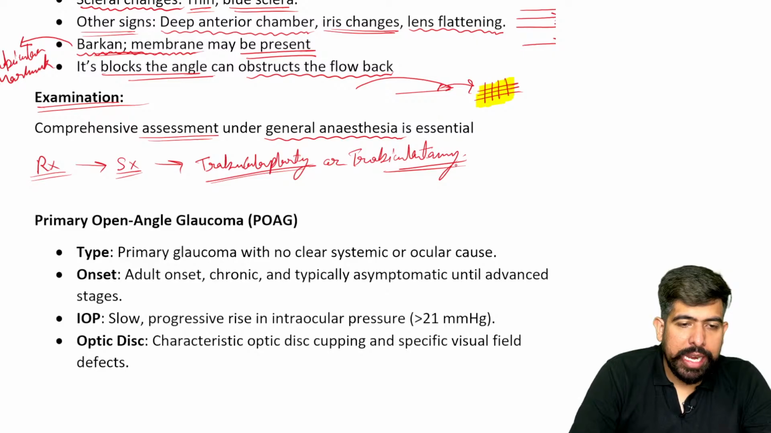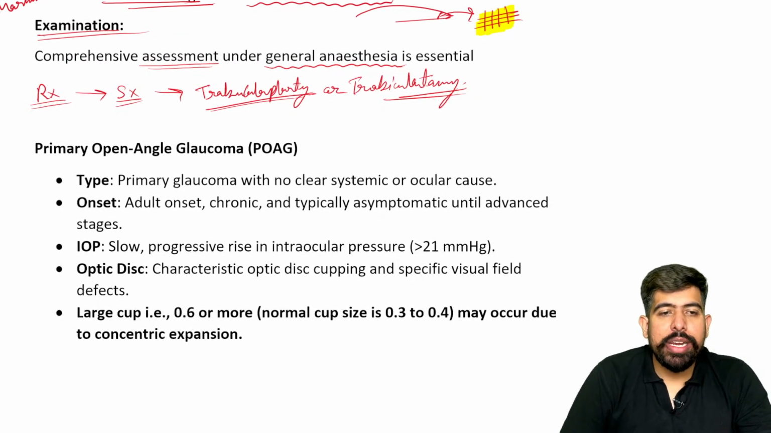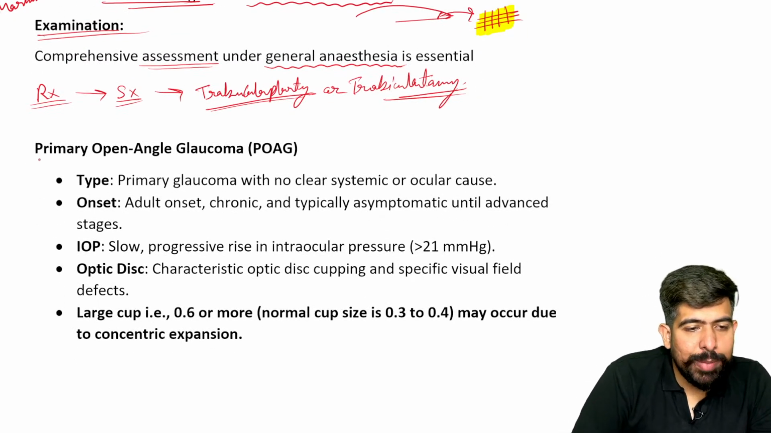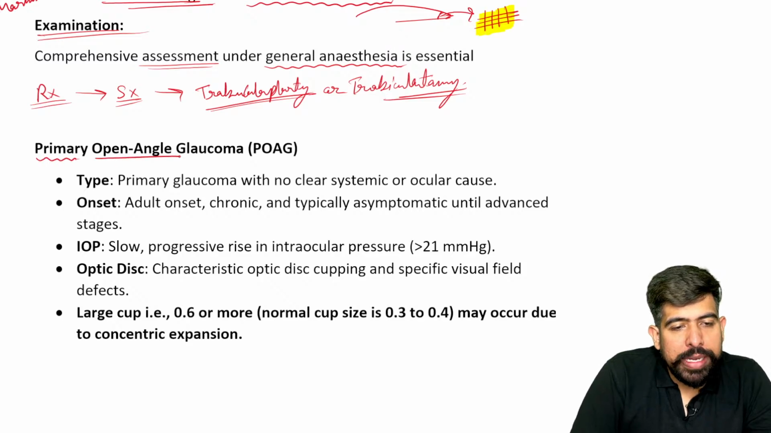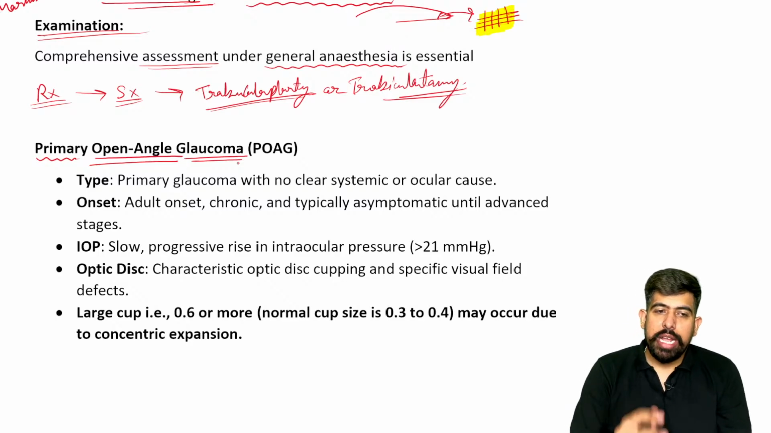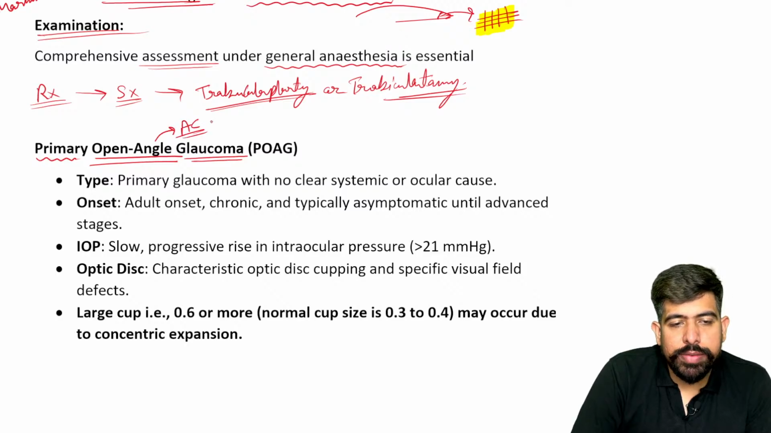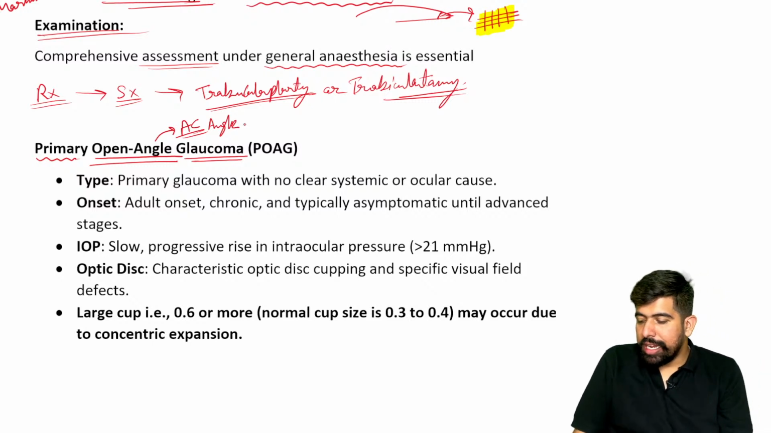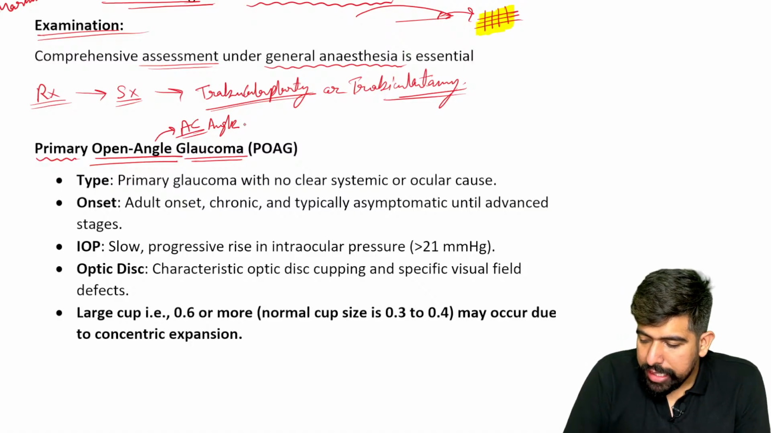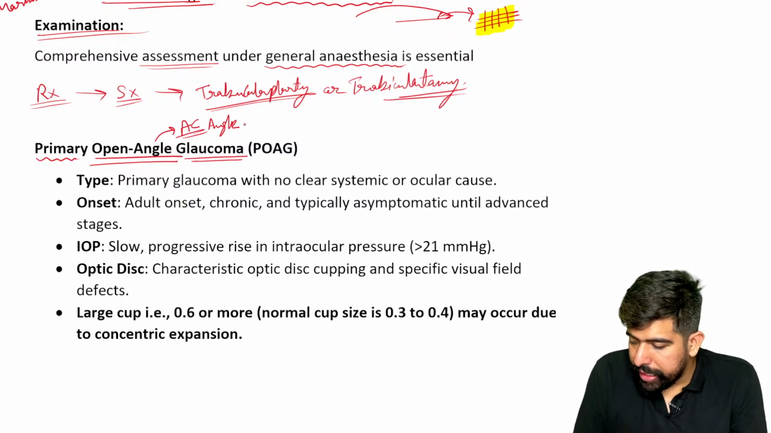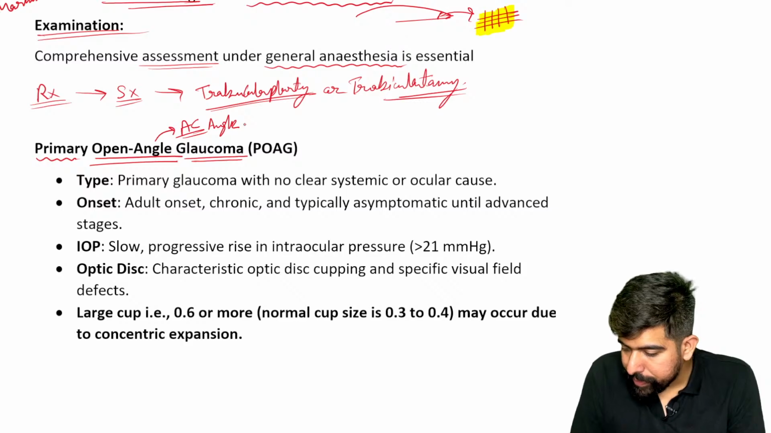All right. Now moving forward to primary open angle glaucoma. The name says primary open angle. It means the angle should remain open. Which angle are we talking about? The open angle of the anterior chamber. We are talking about the angle of the anterior chamber, right? The anterior chamber angle should remain open.